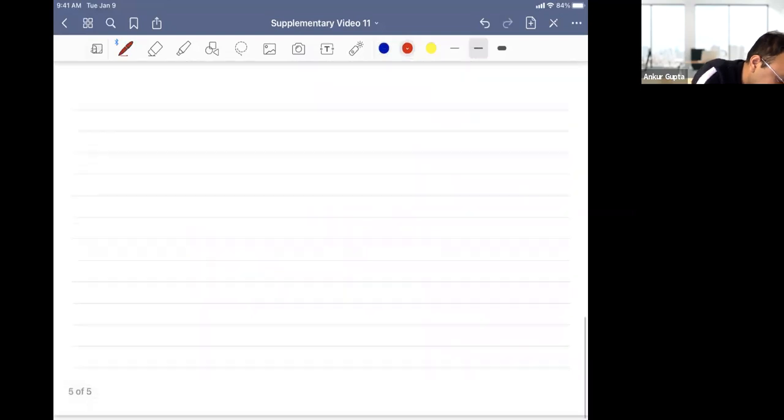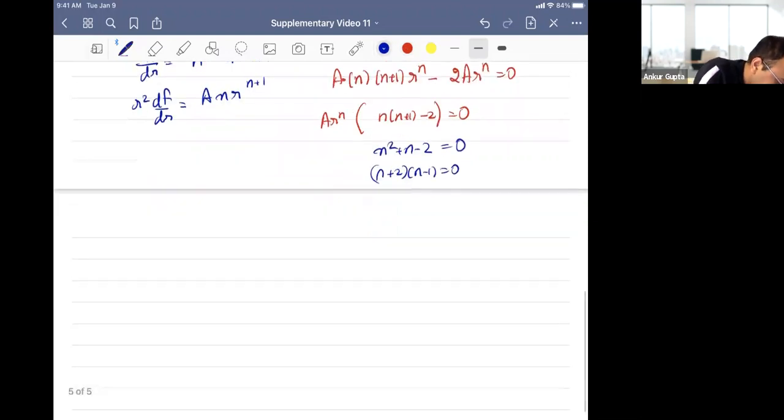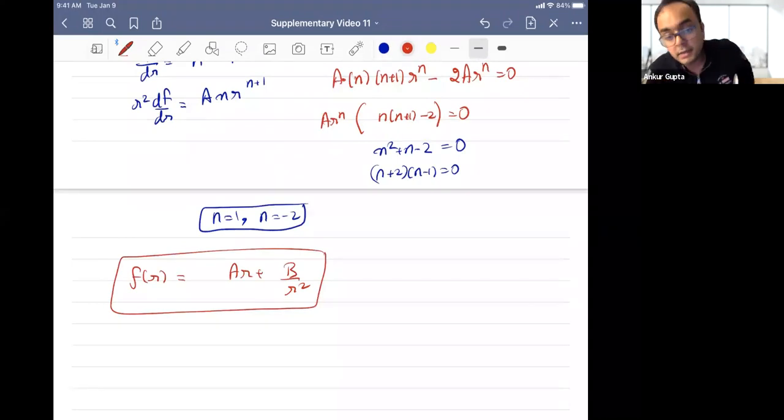And essentially what we get here is n squared plus n minus 2 is 0, or n plus 2 into n minus 1 is equal to 0, or n is equal to 1 and n is equal to minus 2. So both of these n's will satisfy the equation, or essentially our f of r becomes a times r plus b by r squared. So this is what we get as our solution.